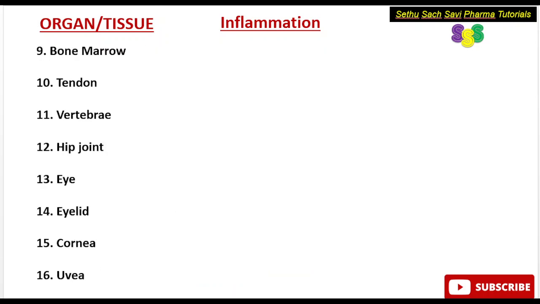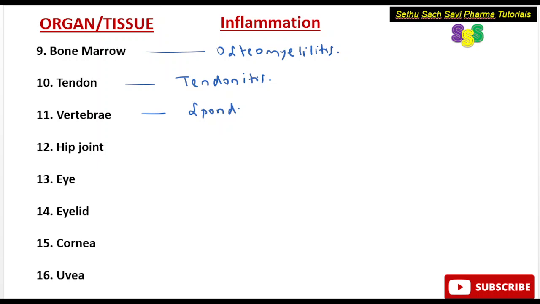Now coming to the next inflammation, inflammation of bone marrow is called osteomyelitis. Inflammation of tendon is called tendinitis. Inflammation of vertebrae is called spondylitis. Inflammation of hip joint is called coxitis. So coxitis is the inflammation of hip joint.